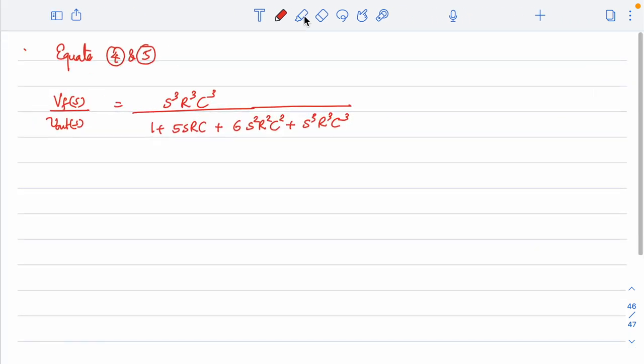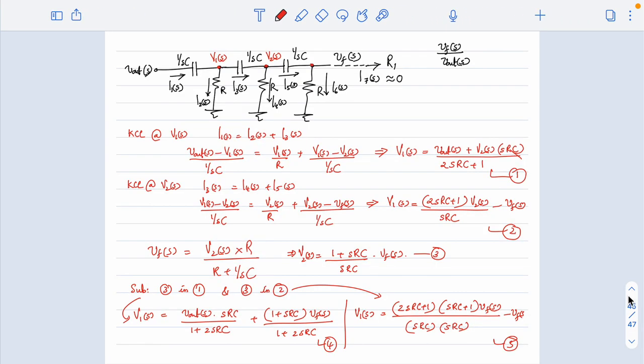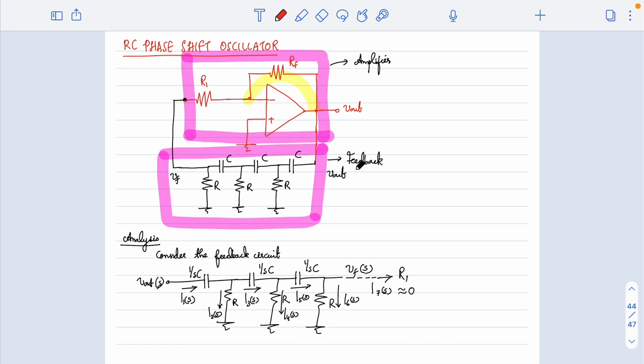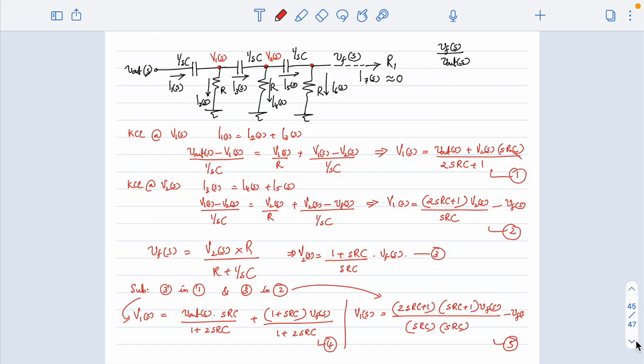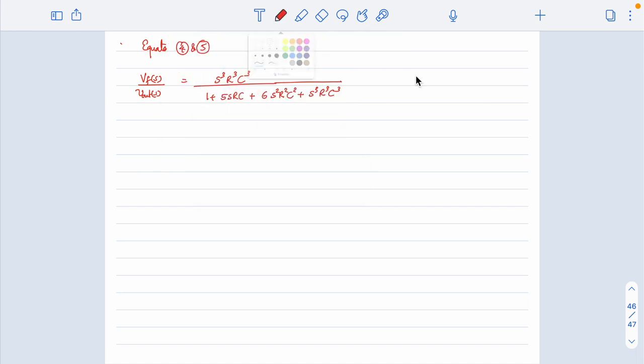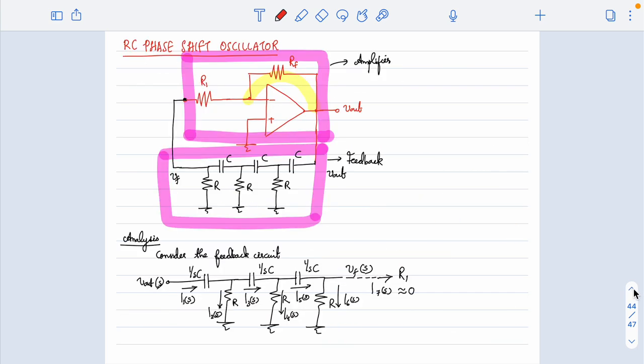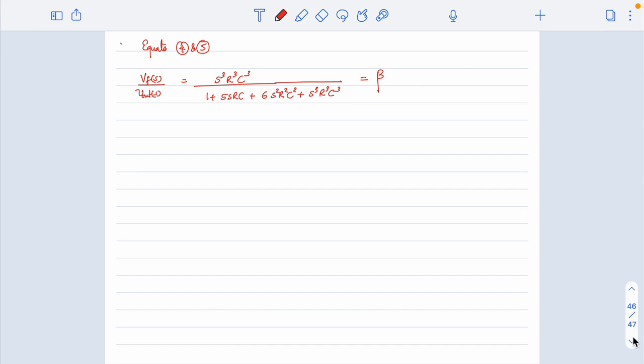Now, what is this Vf of s by V out of s? Look at this from the previous circuit. In the original block diagram, Vf by V out is nothing but the feedback network factor. So I can call this beta, the feedback network factor, right? This can be called beta. Now, what we did is we have analyzed the feedback part. So I'll call this analysis part A. So we obtained the expression for beta, right?